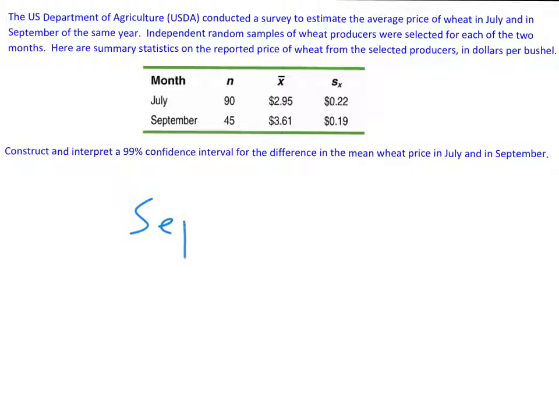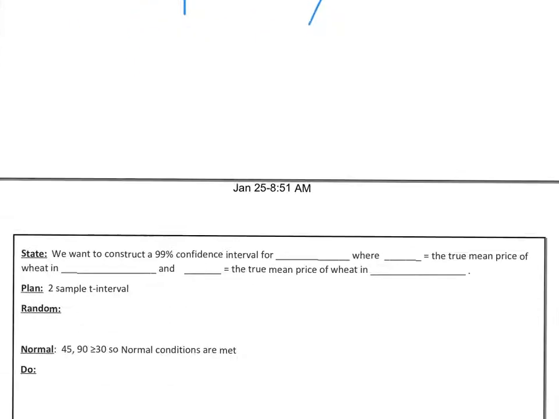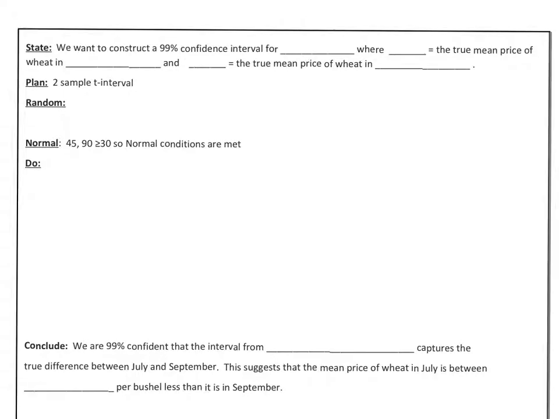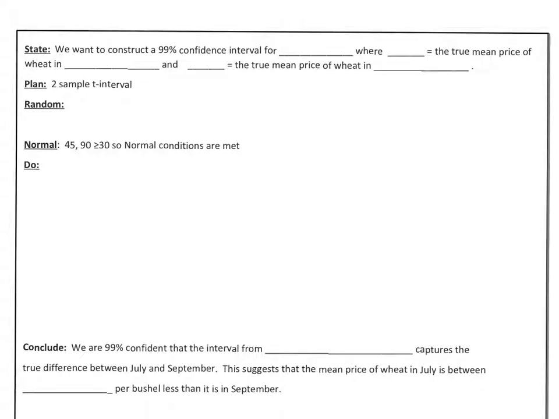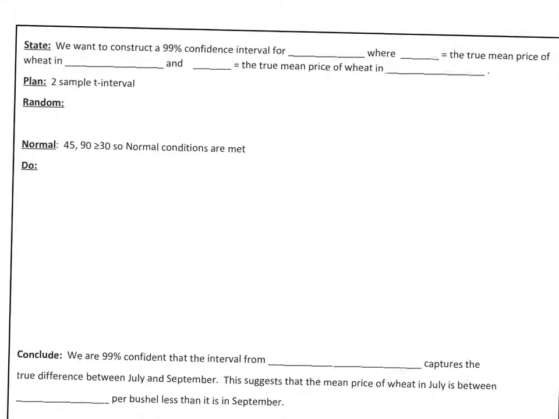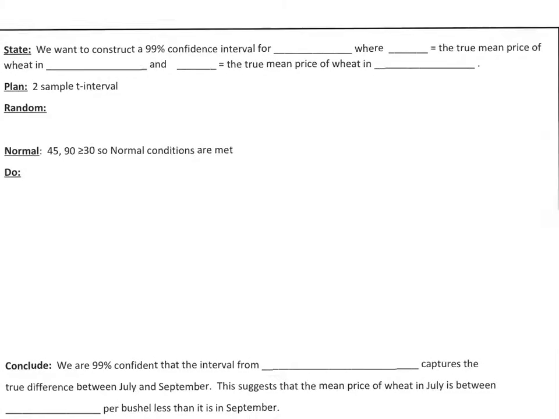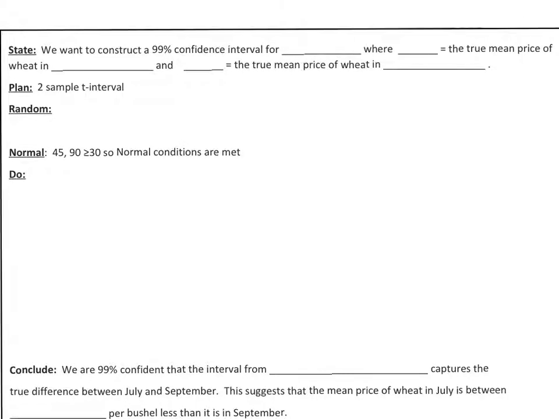You've got these 2 months. We've got these random samples of bushels of wheat that were sold, and we're seeing if we're convinced from these samples that the actual average price of a bushel of wheat is different for these 2 months. So we are going to get an interval here for, remember I already said, I'm going to do September minus July.